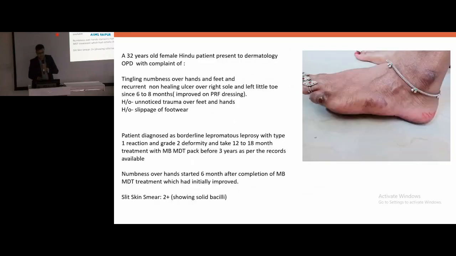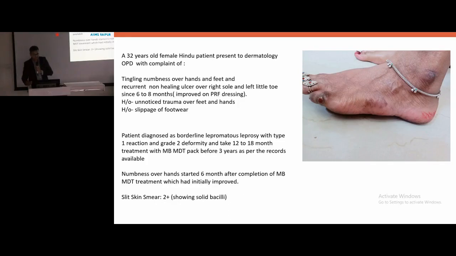So I will present here 2 or 3 examples of such patients who presented to us. This lady, a 32-year-old female, presented with tingling and numbness over hands and feet. She also developed a recurrent non-healing ulcer over the right sole and left little toe for the last 6 to 8 months. We did dressing and she improved on dressing. She had a history of unnoticed trauma over feet and hands and slippage of footwear.